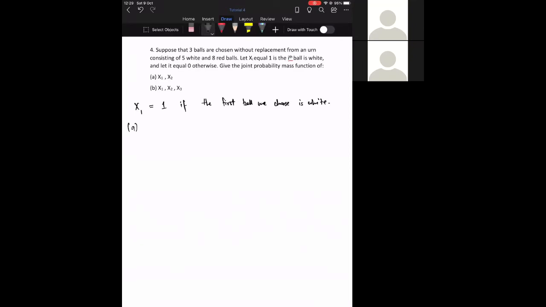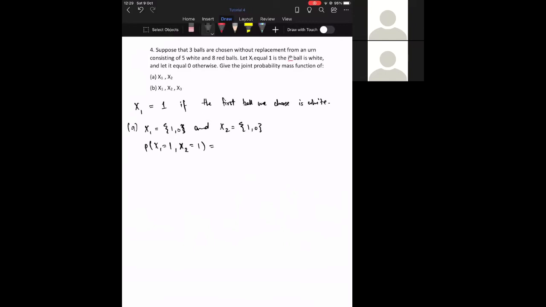we have x1, which can take 2 values. Similarly, x2 can also take 2 values. So we just need to find the probabilities. We're trying to find all the possible combinations of these 2 random variables, starting with both of them equal to 1.